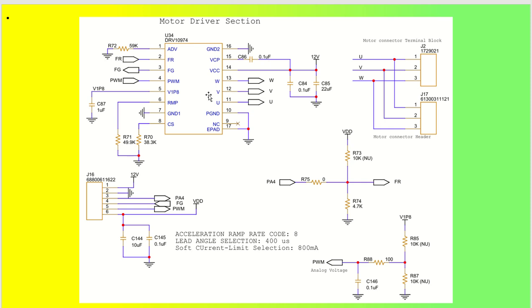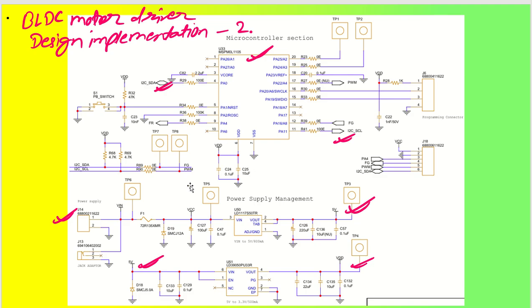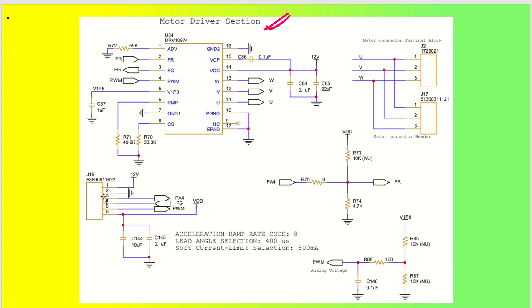Now if you see the motor driver section, that was the microcontroller section. In the motor driver section, if you don't need this particular connector, you can put this particular IC section on the same page, or on the same PCB. Otherwise, if you have a separate motor driver PCB, then you can utilize this particular connector so that you can have an interfacing.